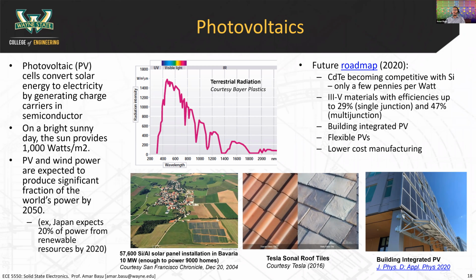Okay, so you can see some examples of that here. This is an example from 2004. This is a 10 megawatt solar farm that was installed in Bavaria, in Germany. They're one of the leaders in solar power. Basically a solar farm, and I think you've seen them here as well, is a farm field where you just have a whole bunch of solar panels. This example was enough to power 9,000 homes.